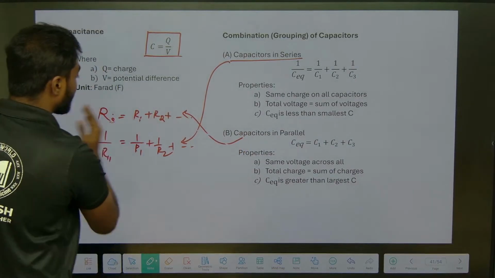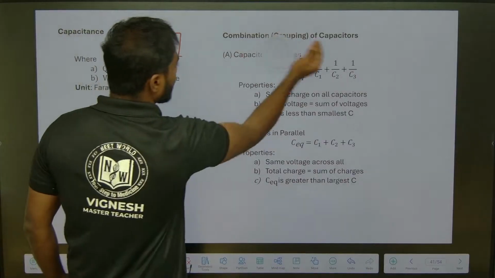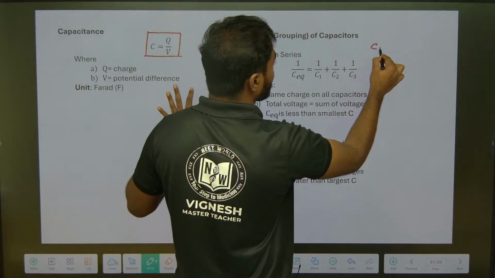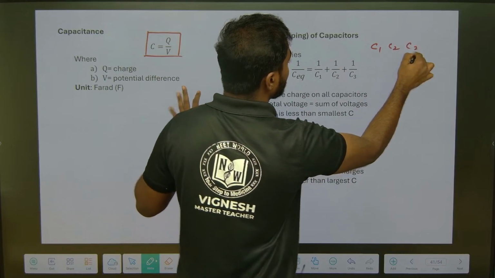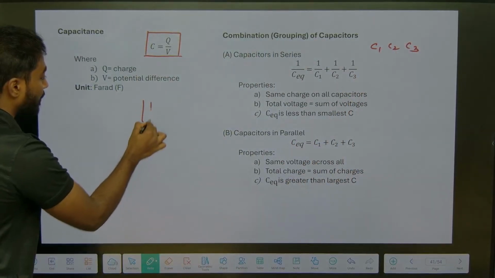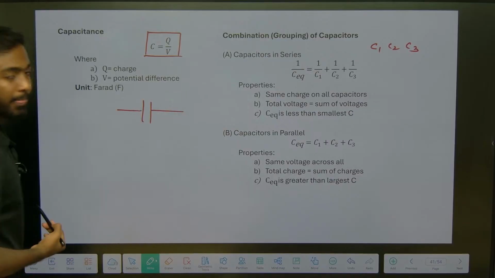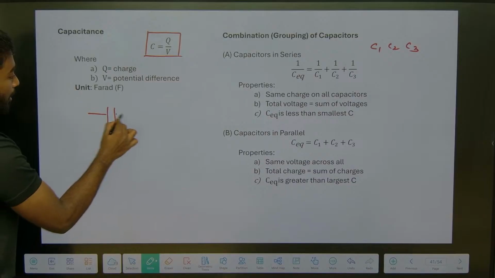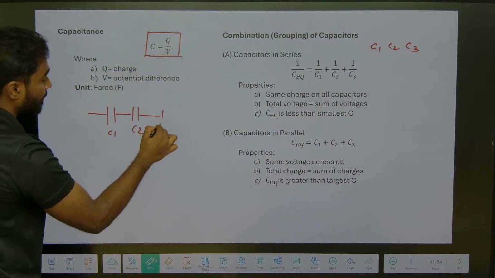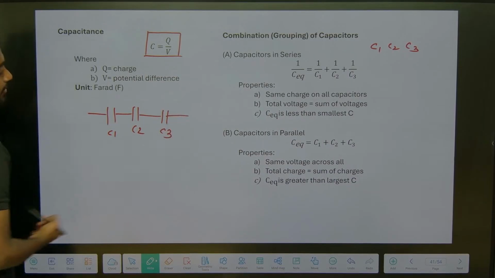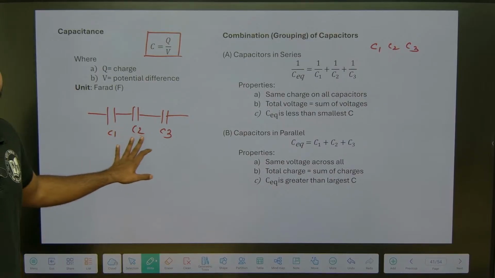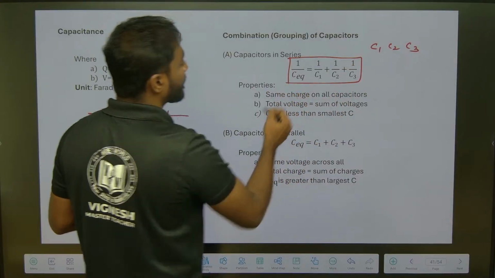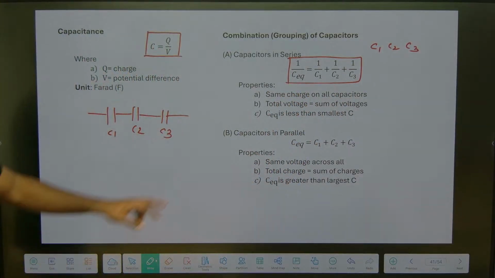So if we see here, for capacitors in series we have considered 3 capacitors, C1, C2, C3. The capacitors will be parallel plates, okay. So we have taken it like this. This is my C1, this is my C2 and this is my C3. If they ask for the equivalent capacitance, I need to do 1 by C equivalent equals 1 by C1 plus 1 by C2 plus 1 by C3.